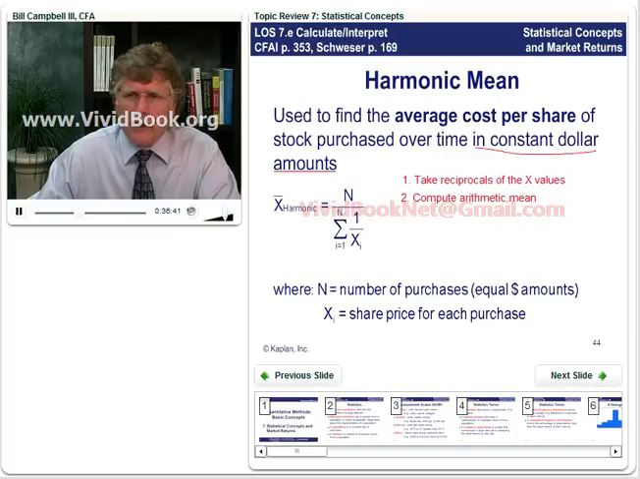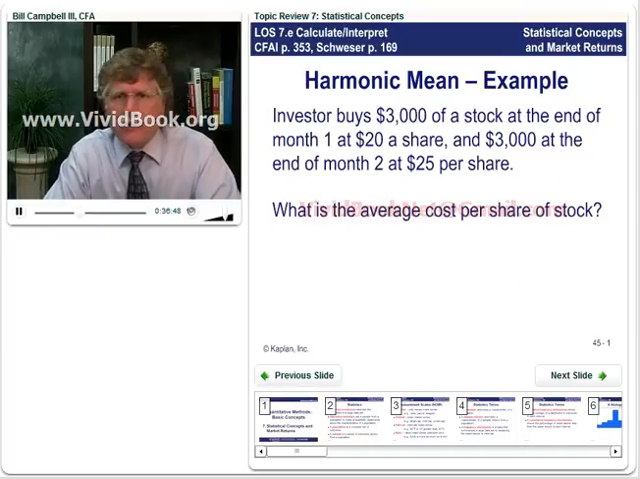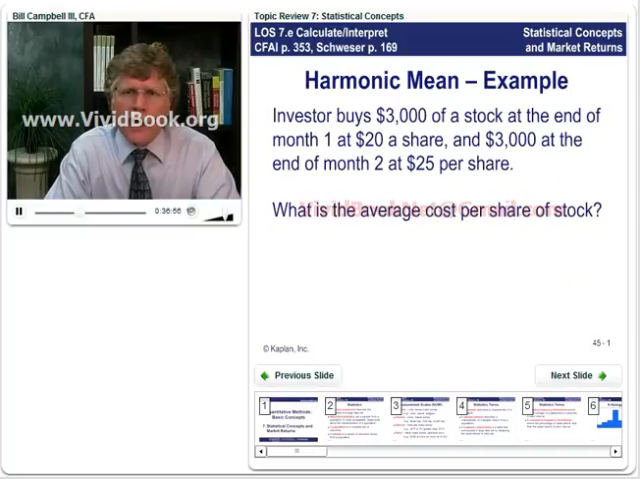Let me give you an example of how this would work in practice. We have an investor who buys $3,000 of stock at the end of month 1 at $20 a share and $3,000 at the end of month 2 at $25 a share. What is the average cost per share for the stock?